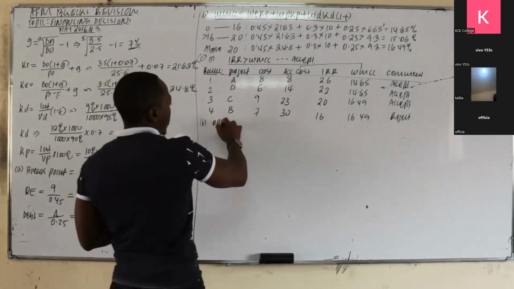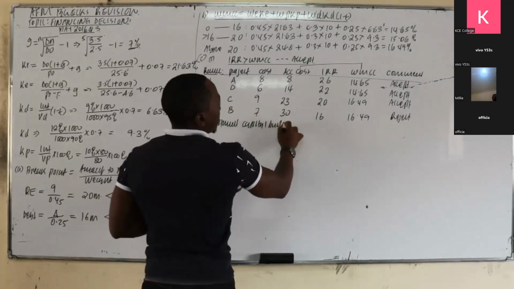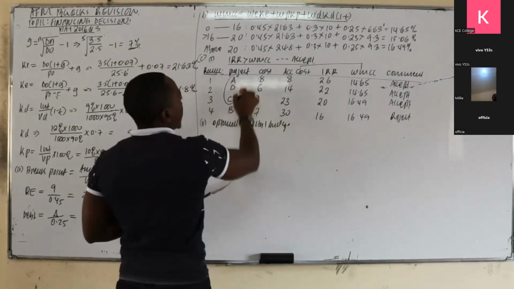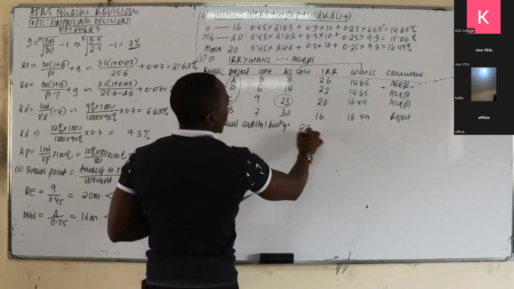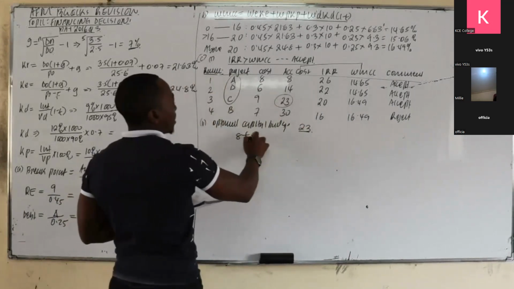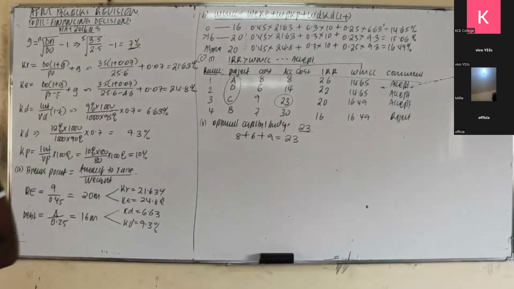So how do you determine the optimal capital budget? You have accepted the first 3 projects and the accumulated cost is 23, or you take 8 plus 6 plus 9, you get 23. Good. So you can take a screenshot.